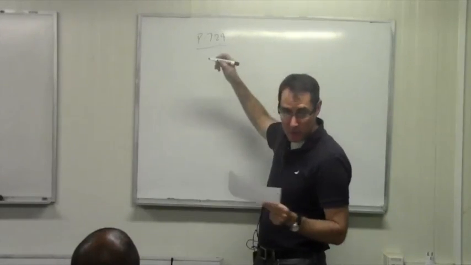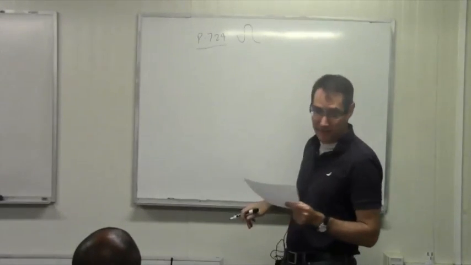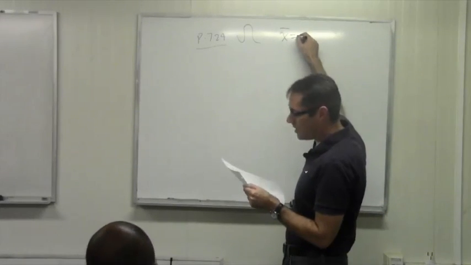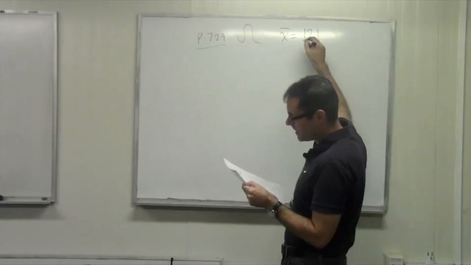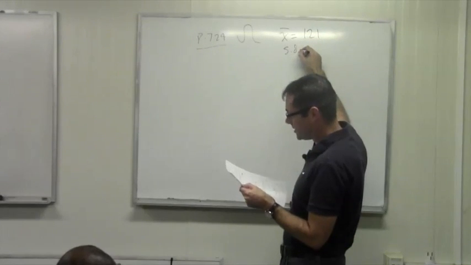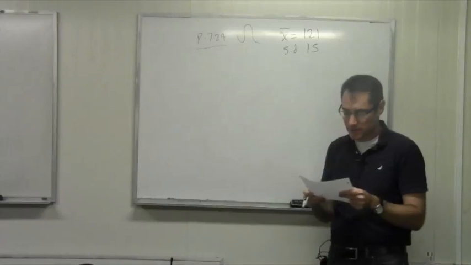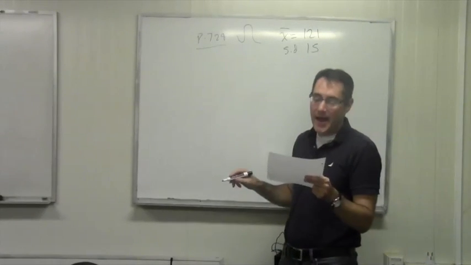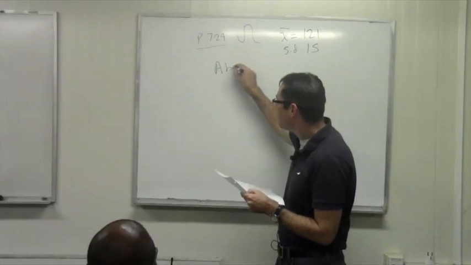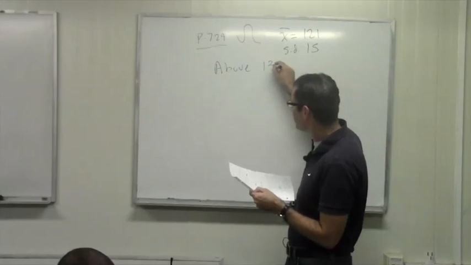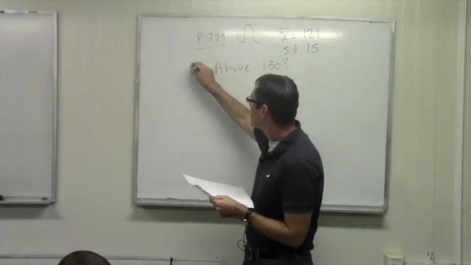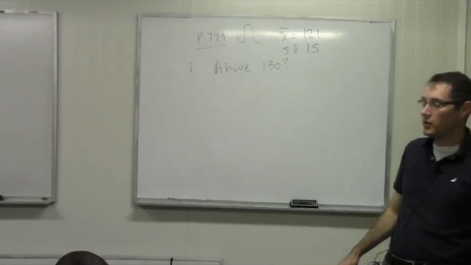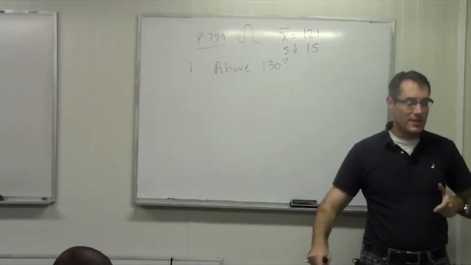Okay, so blood pressure. Normally distributed. Remember, normally distributed means we're talking bell curve sort of thing, okay? Normally distributed with a mean of 121 and a standard deviation of 15. Question 1. What percentage of the population has a blood pressure above 130? What concept are we thinking here?